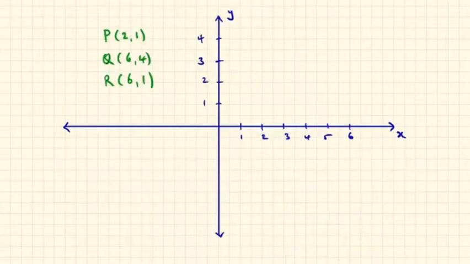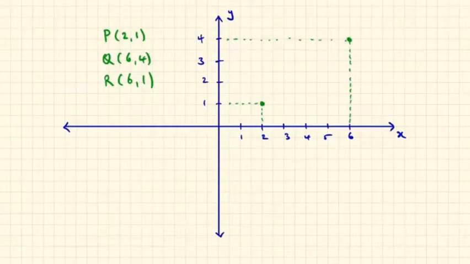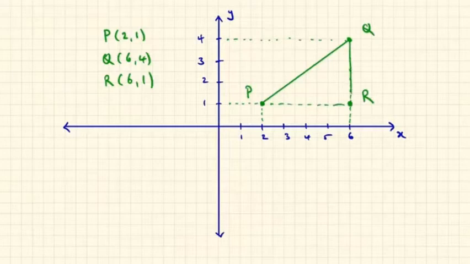Let's practice with some real points. So here's a copy of the xy plane with some points marked on the axes. And here are 3 points that we want to plot, P, Q and R. The point P has coordinates (2, 1). The point Q has coordinates (6, 4). And the point R has coordinates (6, 1). And you can see that they form the vertices of a right-angled triangle.